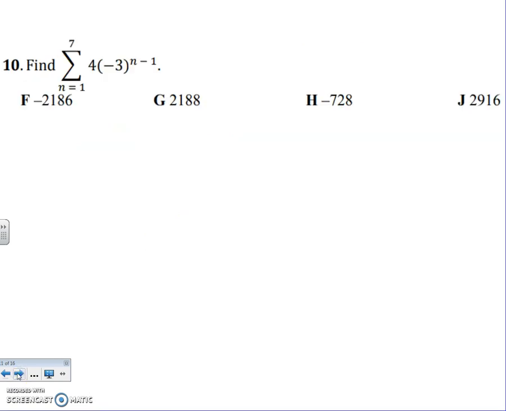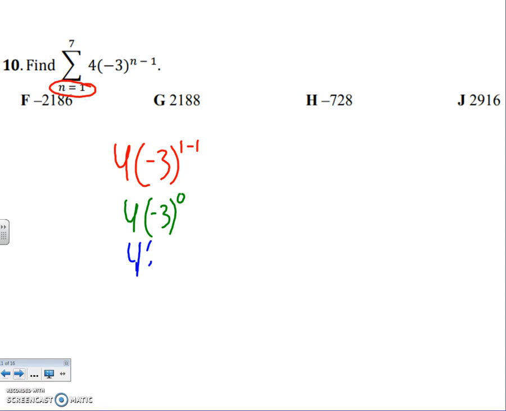Alright, number 10. Find the sum of that geometric series. I know it's geometric because there's the r to the n power. Alright, so we have to find the first value, the initial value. Plug in 1 for n. So 4 times negative 3 to the 1 minus 1 power. Well, that's 4 times negative 3 to the 0 power. Anything to the 0 power is just 1. So that's 4 times 1, which is 4.